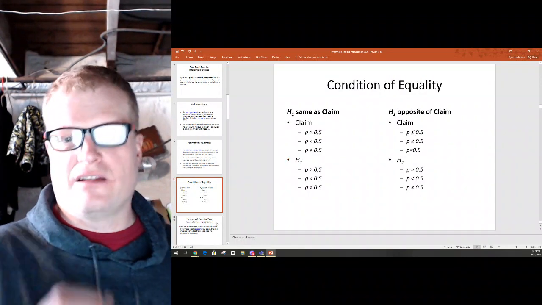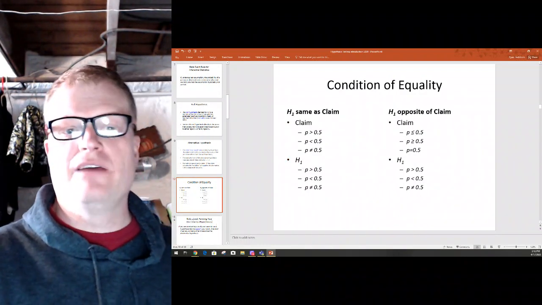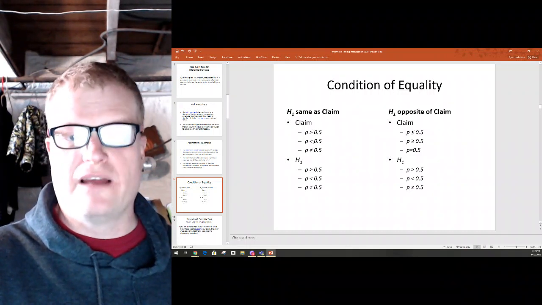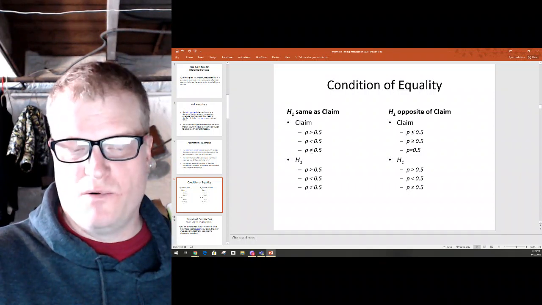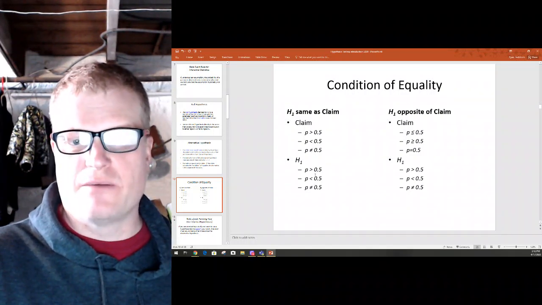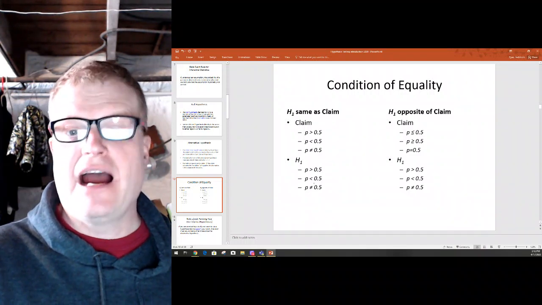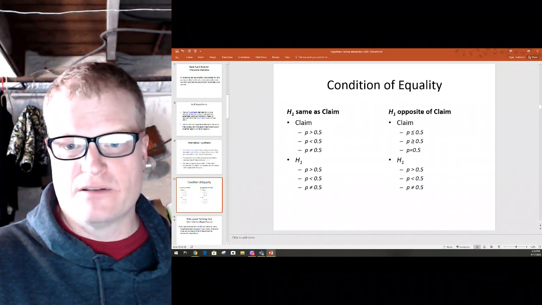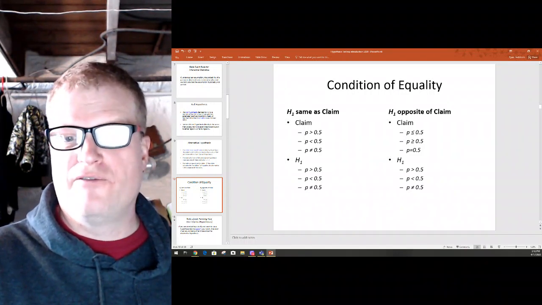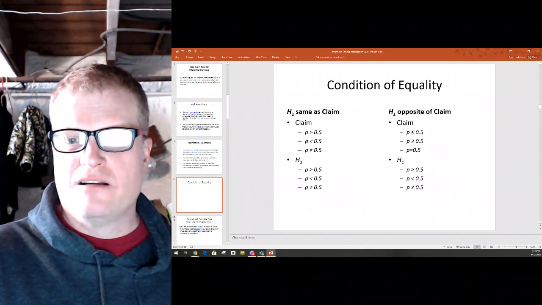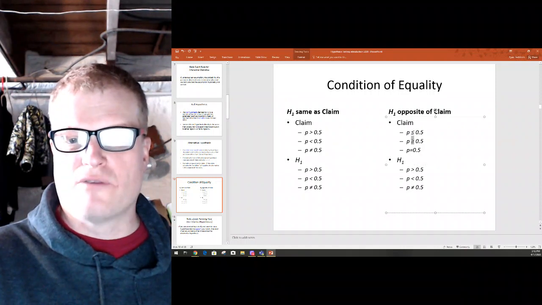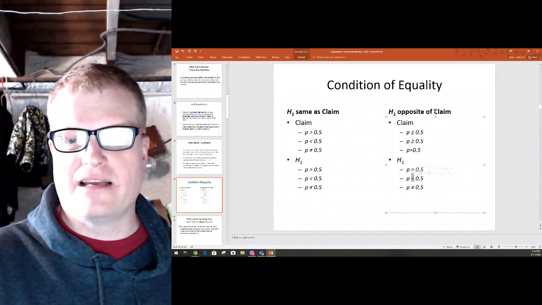If we look at this sheet that we have here, if we make the claim that P is greater than 0.5, or less than 0.5, or not equal to 0.5, then the alternative is going to be the same as the claim. We're not going to make any changes here. However, if our claim is less than or equal to, greater than or equal to, or strictly equal to, we're going to flip all of these. In other words, less than or equal to is going to become greater than. Greater than or equal to is going to become less than. And equal to is going to become not equal to.